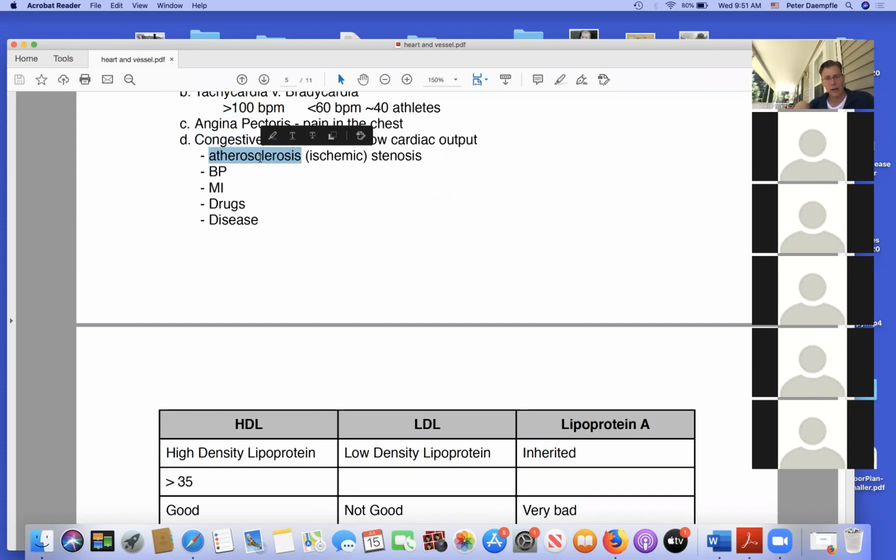Arteriosclerosis is narrowing of the blood vessels. The word ischemia means lack of blood flow to an area, and stenosis is another word for narrowing. So arteriosclerosis is known as narrowing of the blood vessels due to fat deposits. I'm going to talk about that in a second. Stenosis is a narrowing. And blood pressure, heart attack, drugs, different diseases can all lead to congestive heart failure. And those are the risk factors. Leaking valves, anything causing less efficiency for the heart.